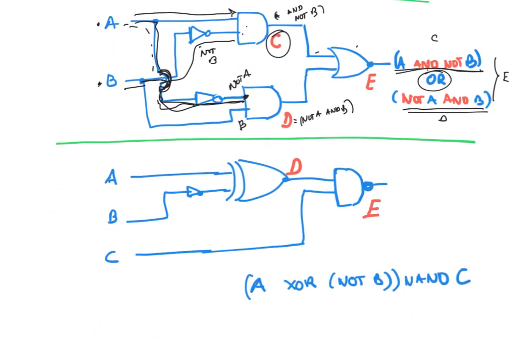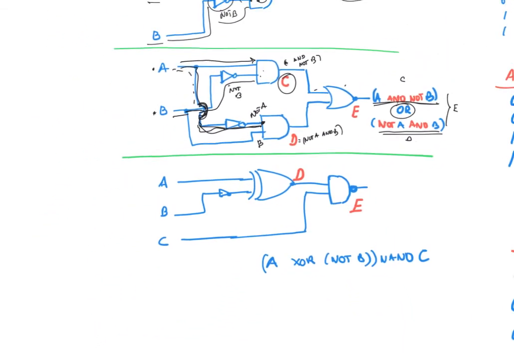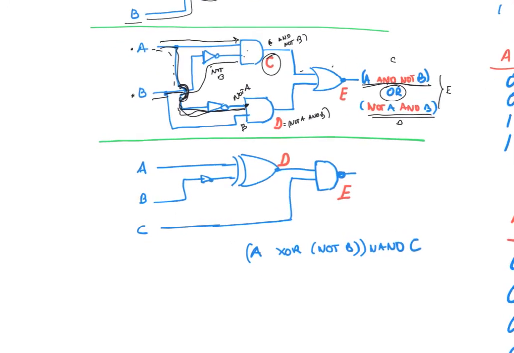All right, so the last one. Now we don't have just two, but we have three different inputs. So that means that this expression is more complex now, and we're going to see how that looks in a truth table.